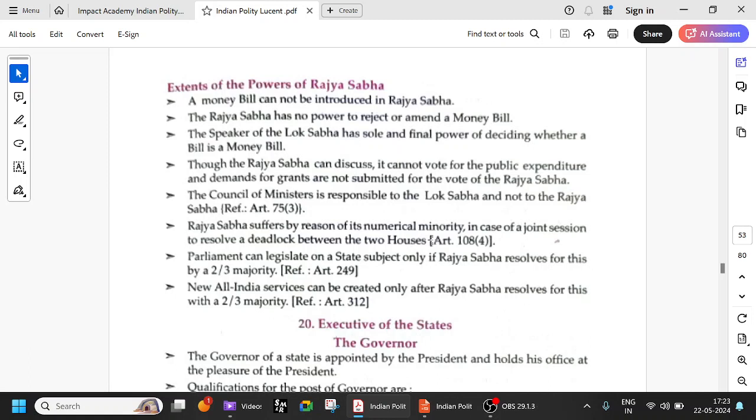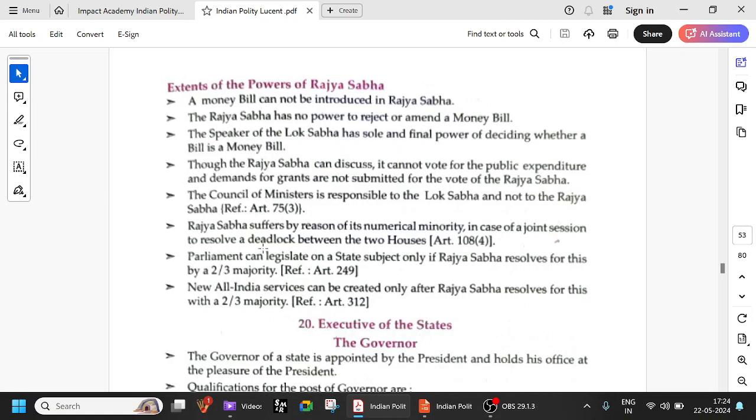So as we have already seen, the president can call for a joint session if there is a deadlock between the two houses. It is passed by one house and it is not getting passed in the other house. So if the president wants, he can call for a joint sitting. But in case of joint sitting, as I have already told, there is a very high chance that the Lok Sabha will benefit because of the numerical majority.